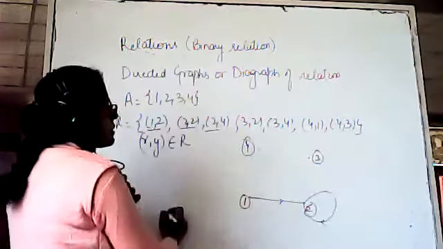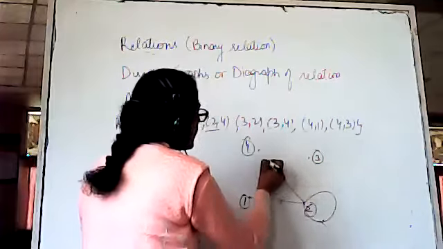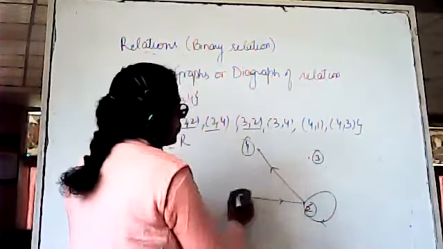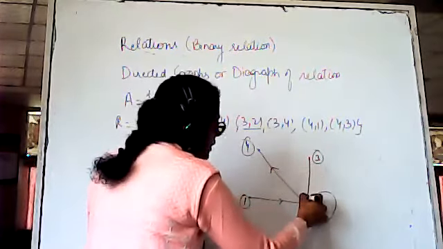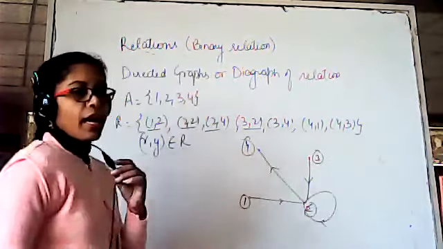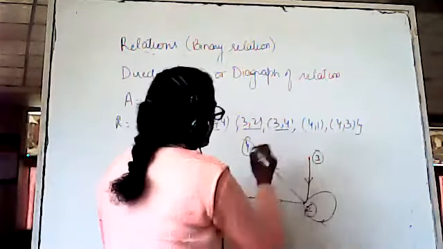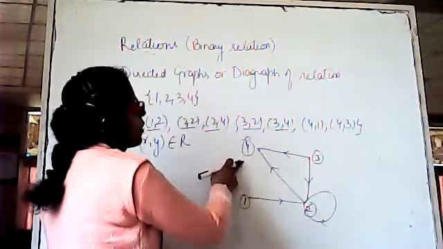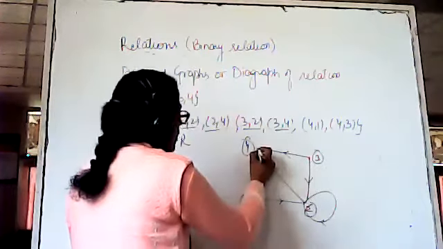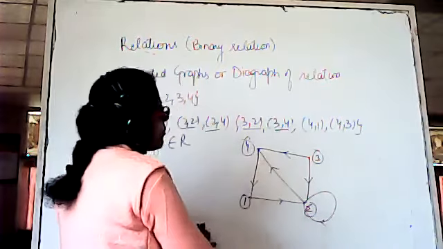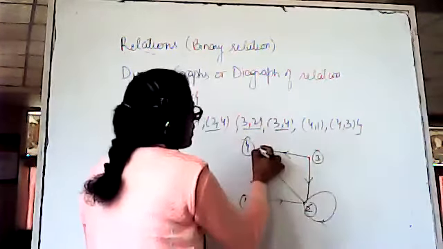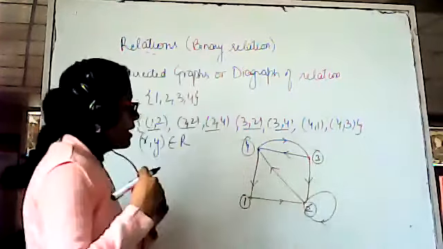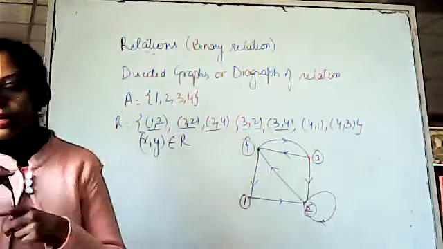Okay? Next is 2, 4. 2, 4 means directed edge starting from the point 2 and ending at the point 4. After that, 3, 2 means directed edge starting from the point 3 and ending at the point 2. After that, 3, 4 means directed edge starting from the point 3, ending at the point 4. After that, it is 4, 1: directed edge from the point 4 to the point 1. After that, 4, 3 means there is another edge starting from the point 4 and ending at the point 3. So this graph is known as directed graph.